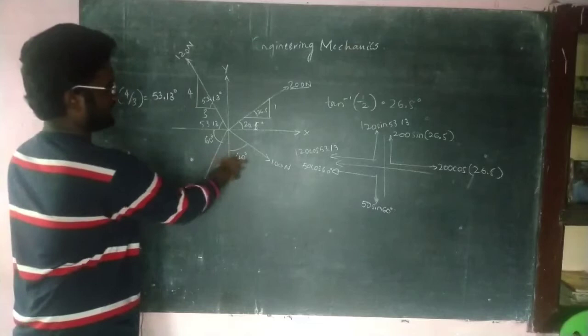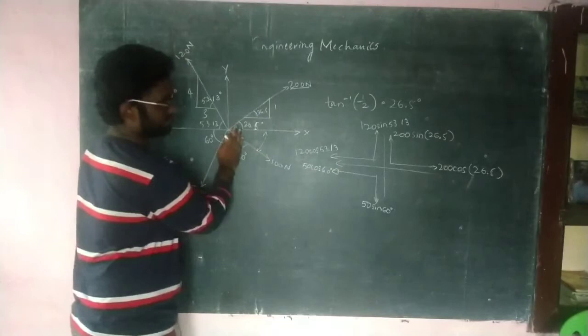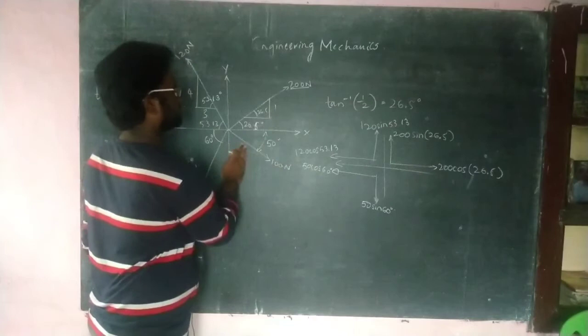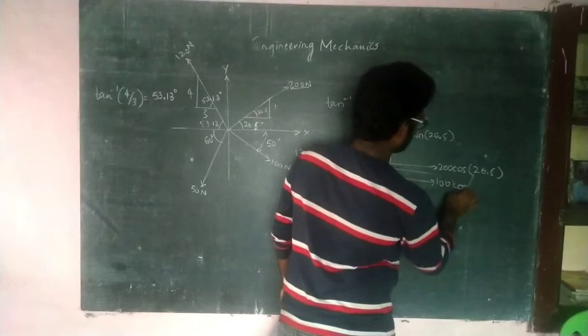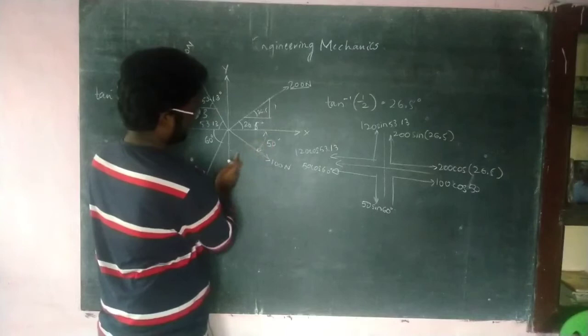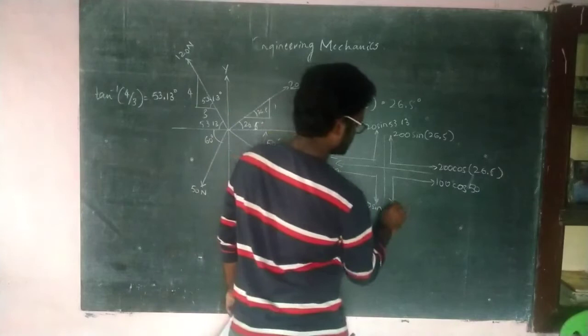Now considering this, if this is 40, what is this? Since it is a right angle triangle, 90 minus 40 is how much? 50. So let's not consider 40 only here. Considering 50, what we have here? 100 cos of 50 degree. Write it here. Here we don't have a 50 degree with respect to the x-axis, so we'll consider sine. That's it. 100 sine of 50 degree.